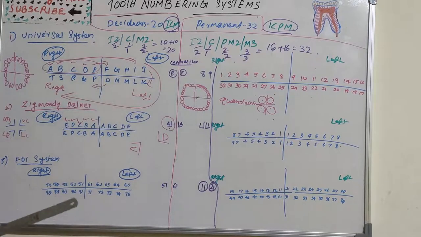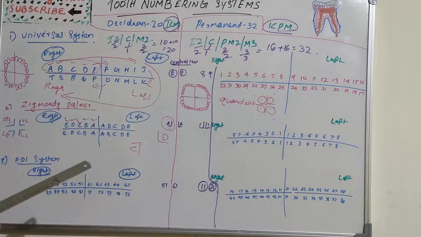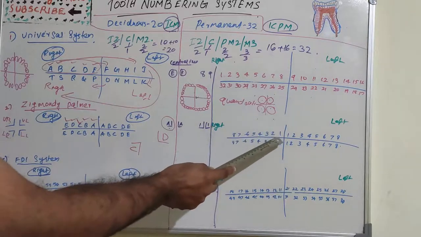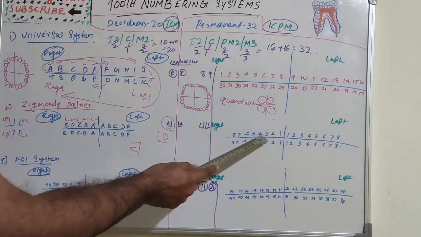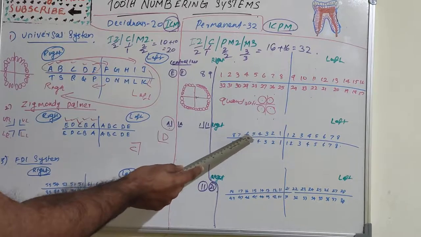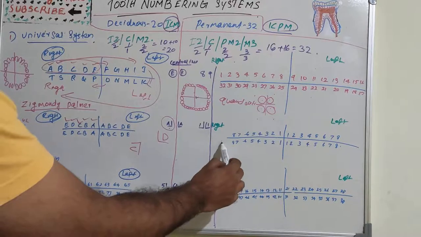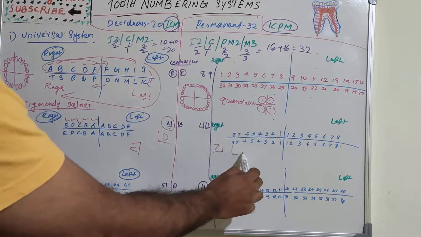So similarly in permanent dentition, it is starting from 1 to 8. 1 is central incisor, 2 is lateral incisor, 3 is canine, then first premolar, second premolar, first molar, second molar and third molar. Only thing is, we need to think about the quadrant. Okay.